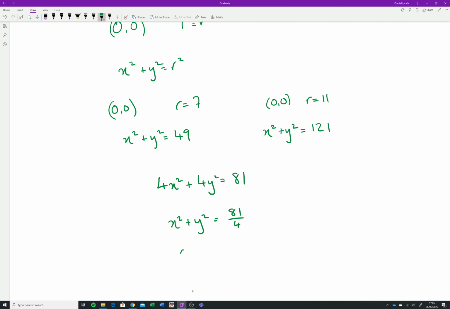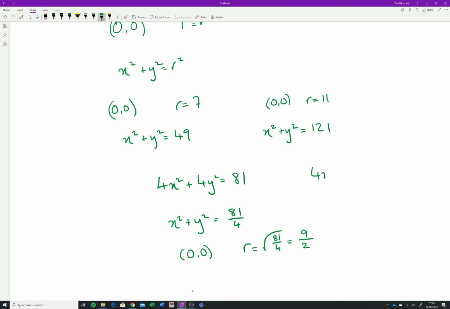But just remember now, we still have that the center is 0, 0, because it's x squared plus y squared. And for the right-hand side, the radius will equal the square root of 81 over 4. And you can actually square root the top, which is 9, and square root the bottom, which is 2. So the radius is 4.5, or 9 over 2. That's a nice little question. It's a little bit different to the ones that I gave you before.